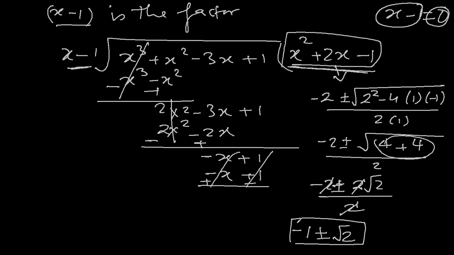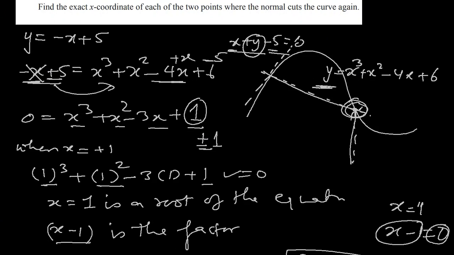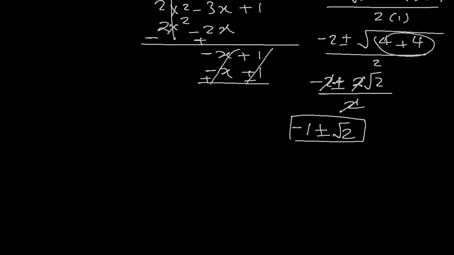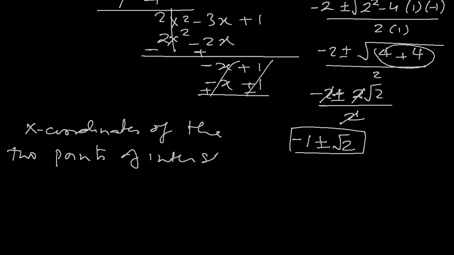So they are asking us the x coordinates of the other 2 points where this normal is crossing the curve again. So one is this, one is this. This is a symbolic curve, okay? It is not the actual curve. So those two x coordinates of the 2 points of intersection are minus 1 plus square root 2 and minus 1 minus square root 2.